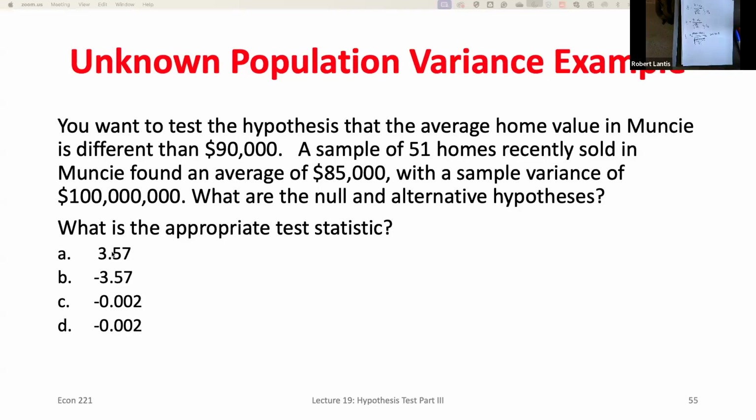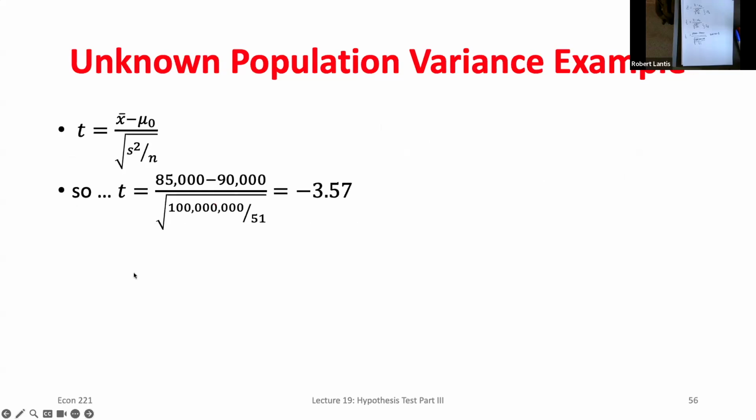So the sample evidence I found should be a certain number of standard deviations below that assumed true value. So if we look here, positive doesn't make any sense. And I think if you plug it in, you end up finding negative 3.57.